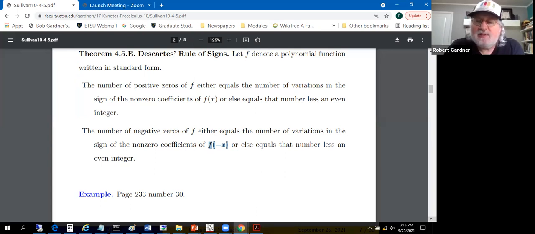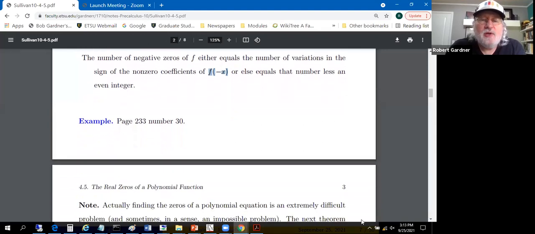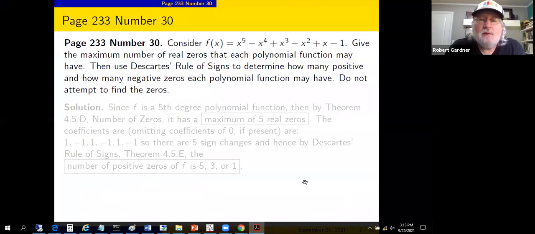Let's illustrate that with an example. The wording of it is arguably a little bit clumsy, but here's a polynomial. Give the maximum number of real zeros that each polynomial function may have. Then use Descartes' rule of signs to determine how many positive and how many negative zeros each polynomial function may have. Don't try to find those zeros because we don't have the equipment to do that.